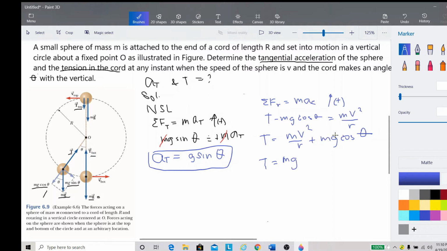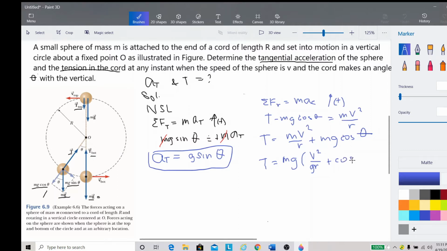I did not show that. That's how you factor this one out. You divide both sides of the equation by g, and then you take out the common factor m in the right side, and then afterwards you multiply both sides by g. So we will have mg, and this one is v squared, what remains there, over gr. Okay, gr or rg. So mg times that, plus cosine theta.